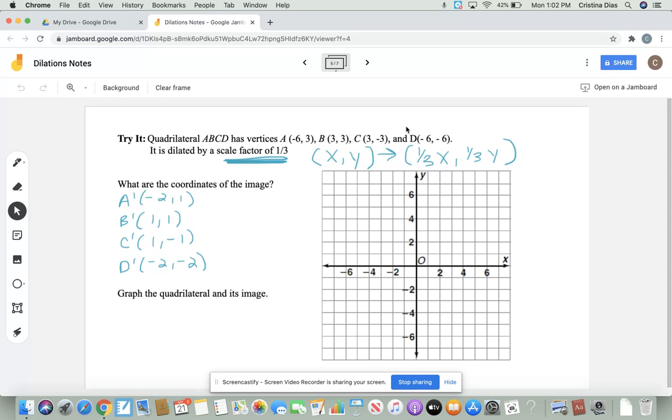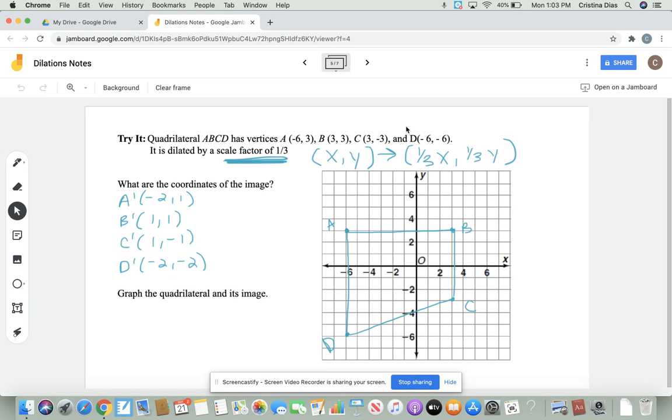-6, 3 is A. 3, 3 is B. 3, -3 is C. And -6, -6 is D. Okay, so we can go ahead and connect. This is our original figure. Okay, so now let's graph the image. I'll graph that in red.